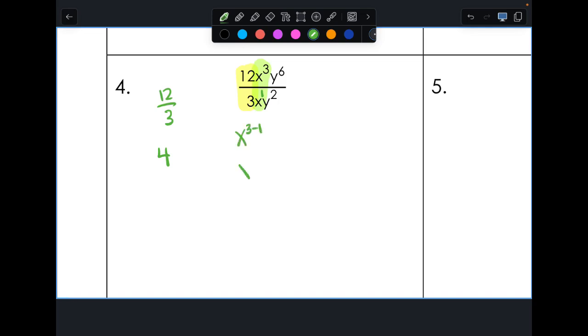So 3 minus 1 is? 2. The last group is my y's. What do I subtract with the y's? 6 minus 2 in that order, and we get y to the 4th. So 4x squared, y to the 4th.